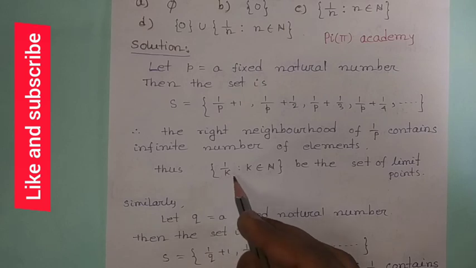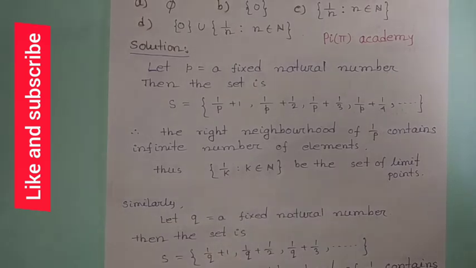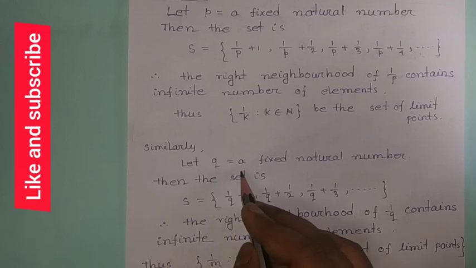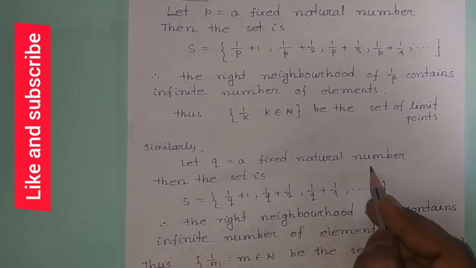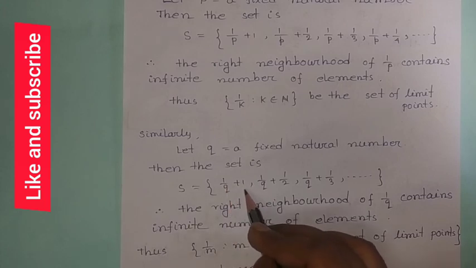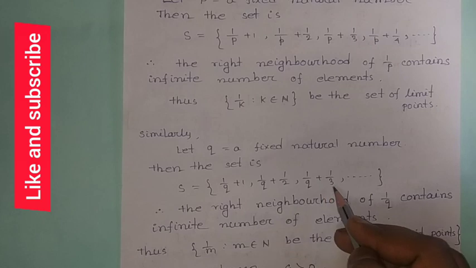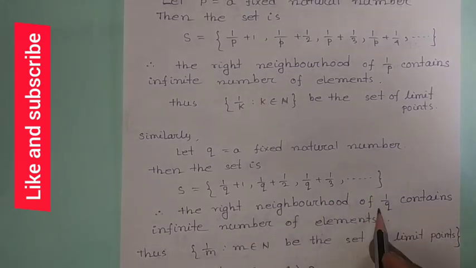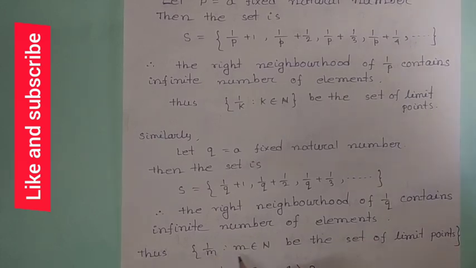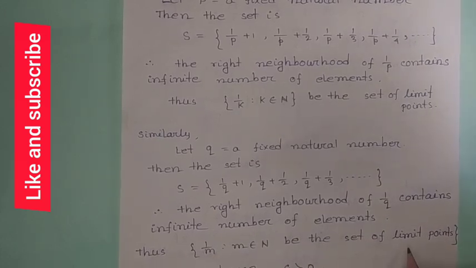Instead of K, we can also use 1 by P such that P belongs to N. Similarly, let Q equal a fixed natural number. Then the set is S equal to 1 by Q plus 1, and since Q is fixed, P varies. That is, 1 by Q plus 1, 1 by Q plus half and so on. The right neighborhood of 1 by Q contains an infinite number of elements. Thus 1 by M such that M belongs to N is in the set of limit points.